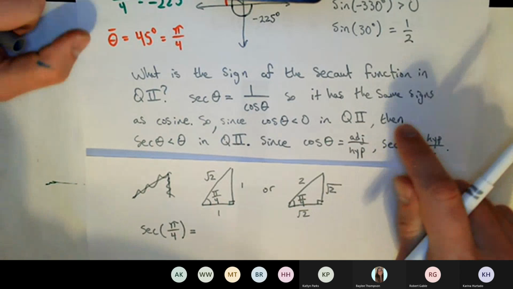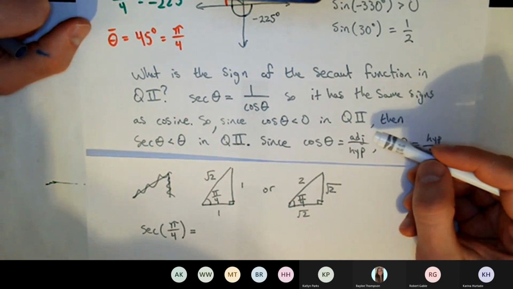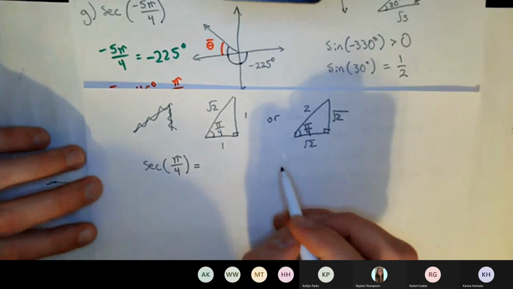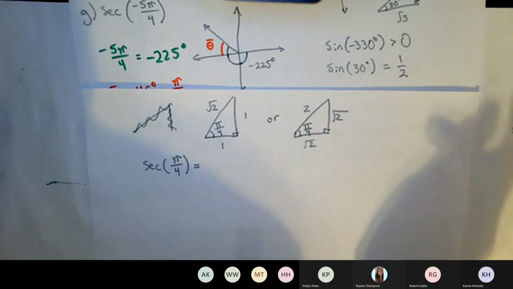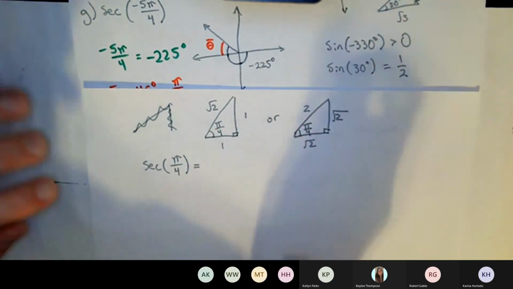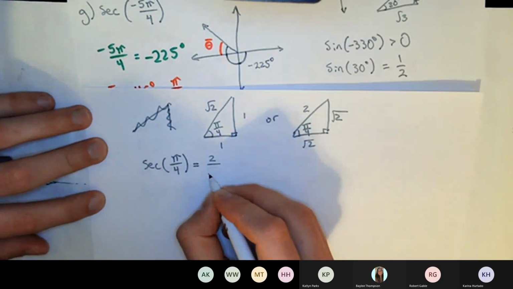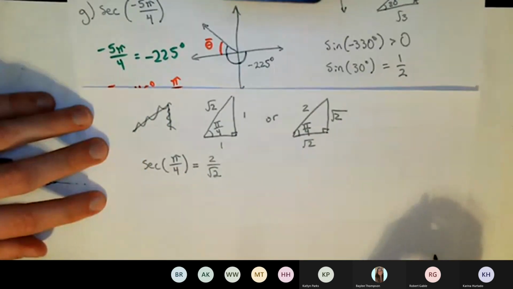The multiplicative inverse, the reciprocal of cosine. Hypotenuse over adjacent, so that's going to be, okay, I'm actually going to have to rationalize it back because I flipped, anyway, okay, that's fine. So hypotenuse over adjacent.